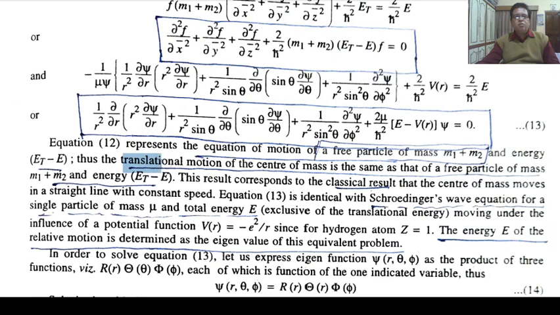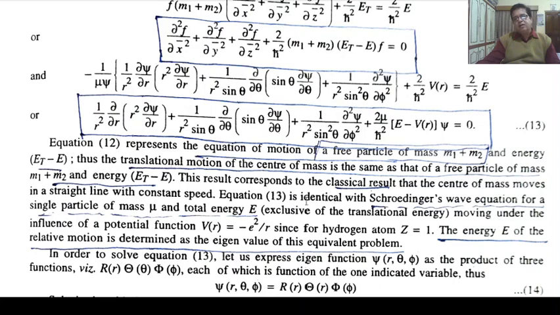Thus the translational motion of the center of mass is the same as that of a free particle of mass m1 plus m2 and energy Et minus E. This result corresponds to the classical result that the center of mass moves in a straight line with constant speed.